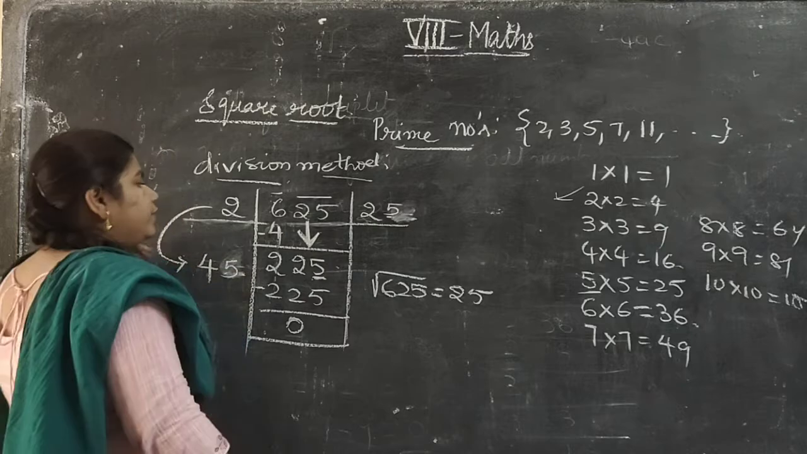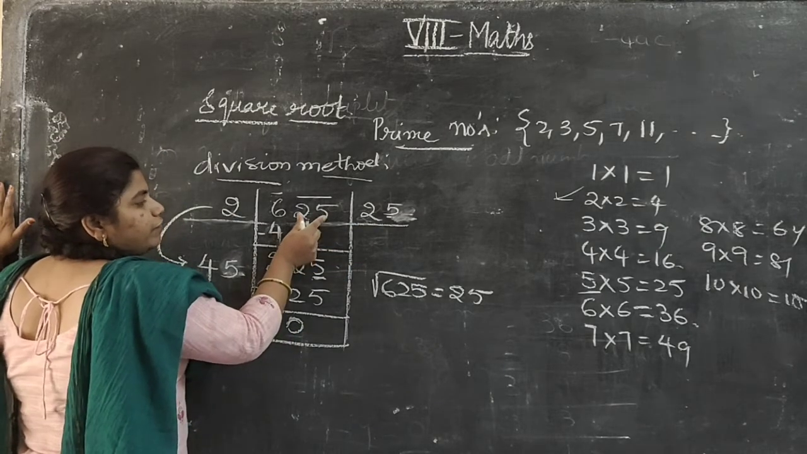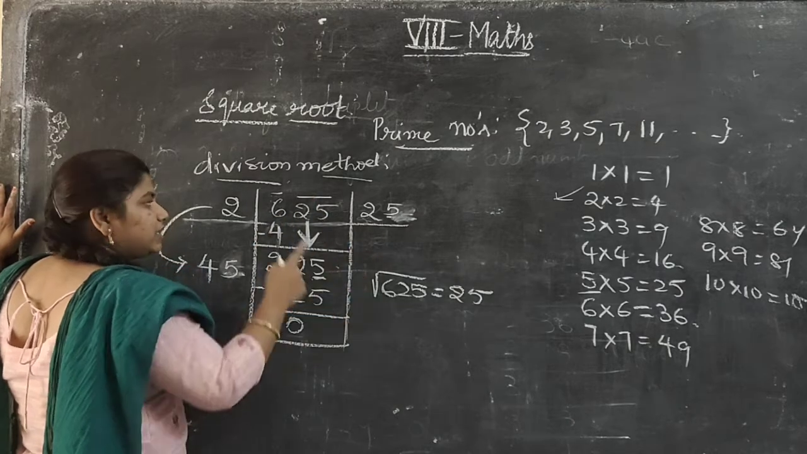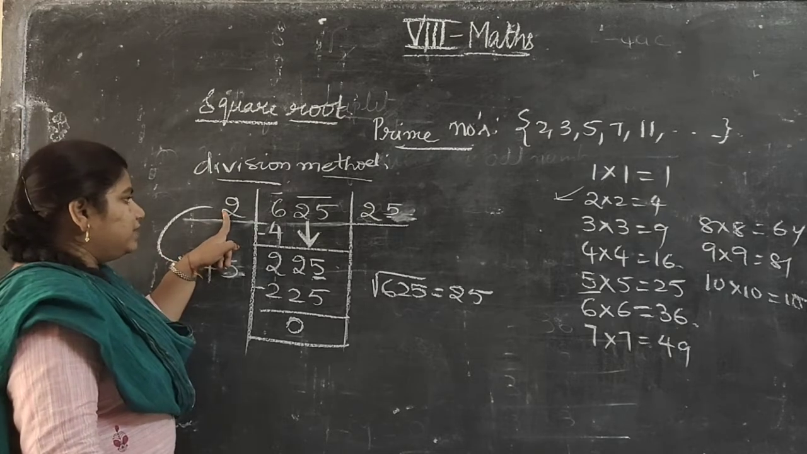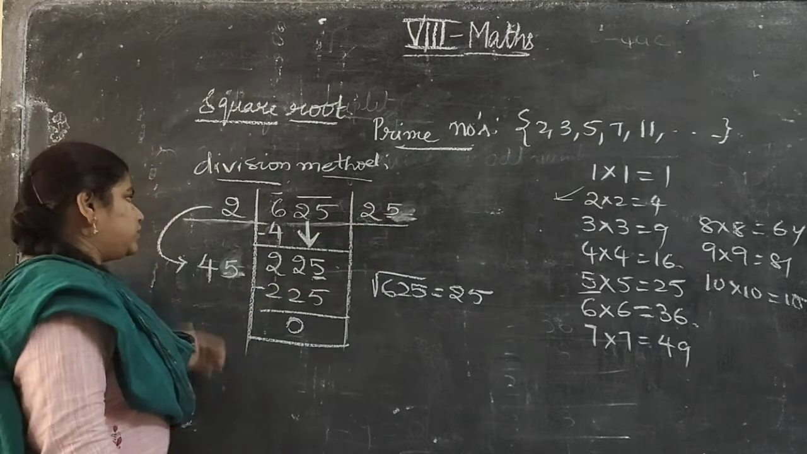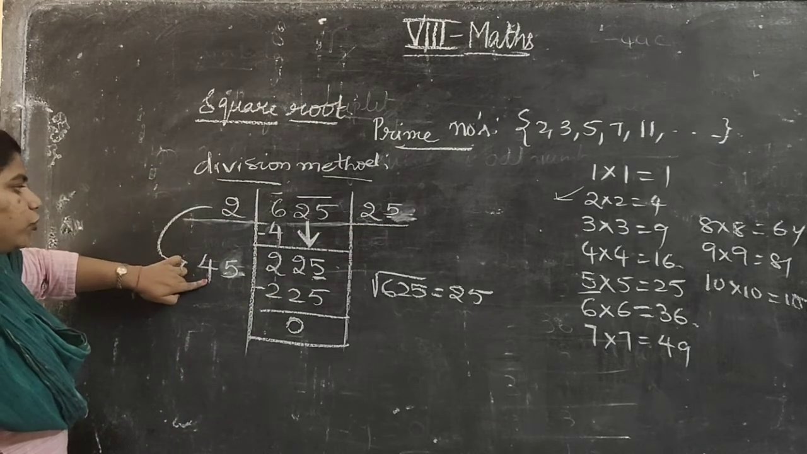So what did we do? The first step is, from the right side, you have to pair the values. Every 2 digits will be equal to 1 pair. If only 1 digit is remaining, take it as another pair. Whichever number you multiply on this side, the same number should be multiplied on the other side also. Next, after solving that, double this value. 2 will become 4 here.